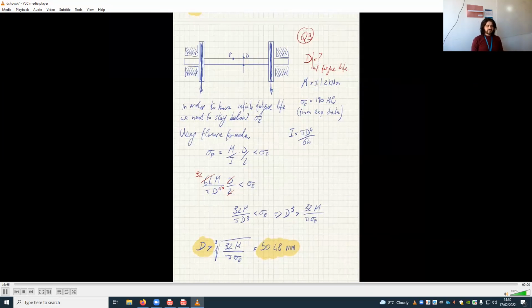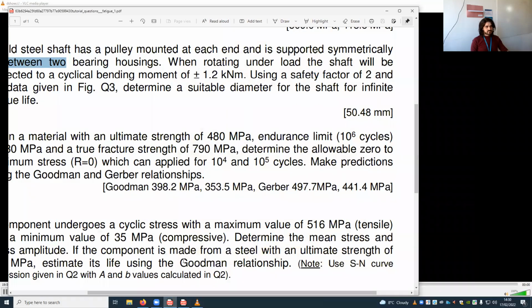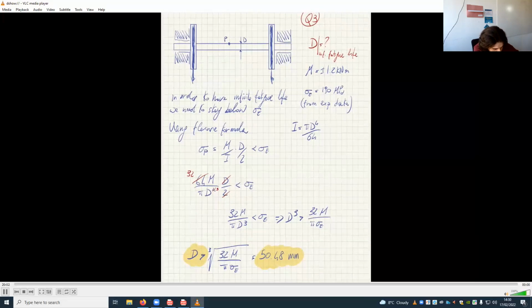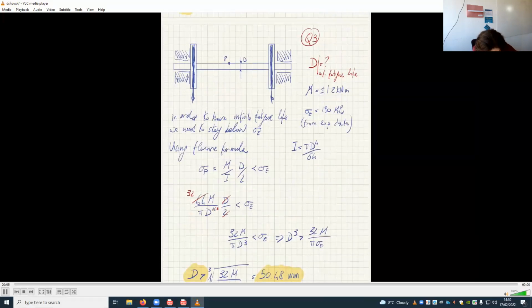If you make it 50.4, James pointed out, is safety factor 2. Where is it? Oh, it says here, using a safety factor of 2. Oops, my fault here. Thank you. So remember that we have another piece of information, safety factor. Safety factor must be 2.